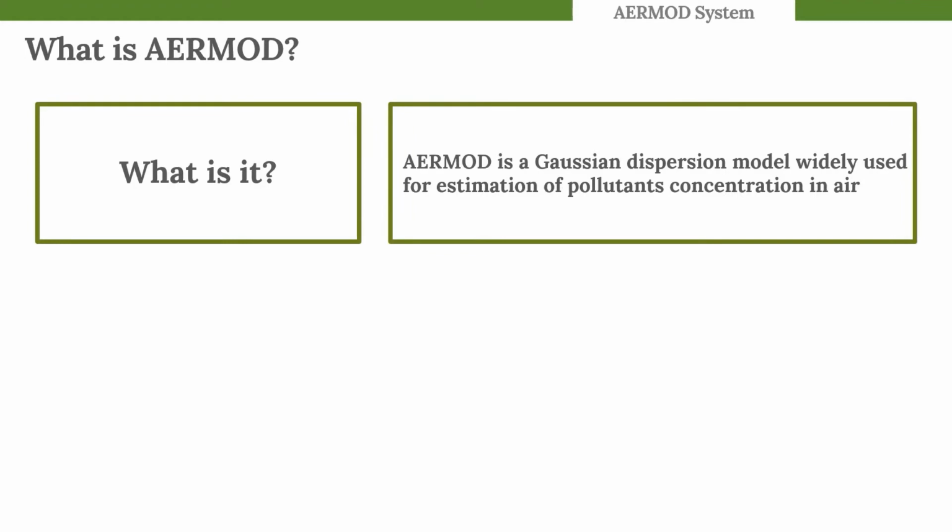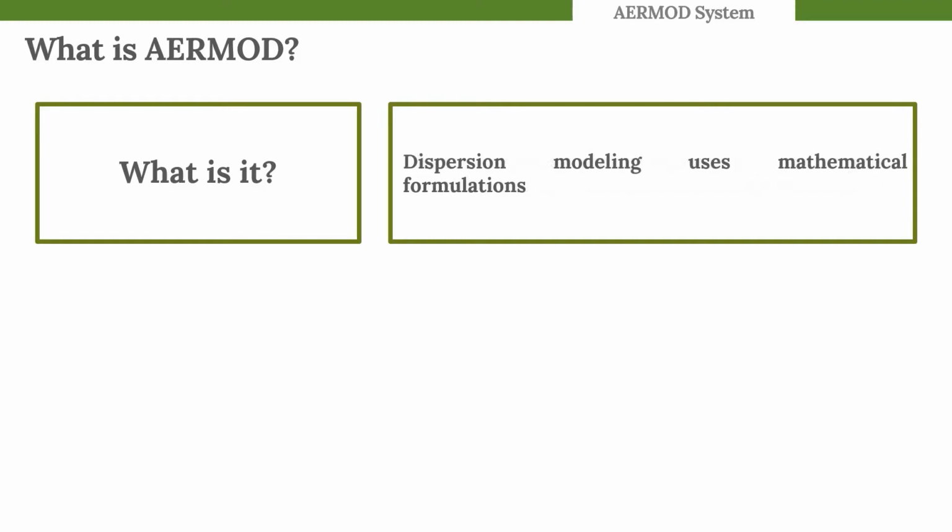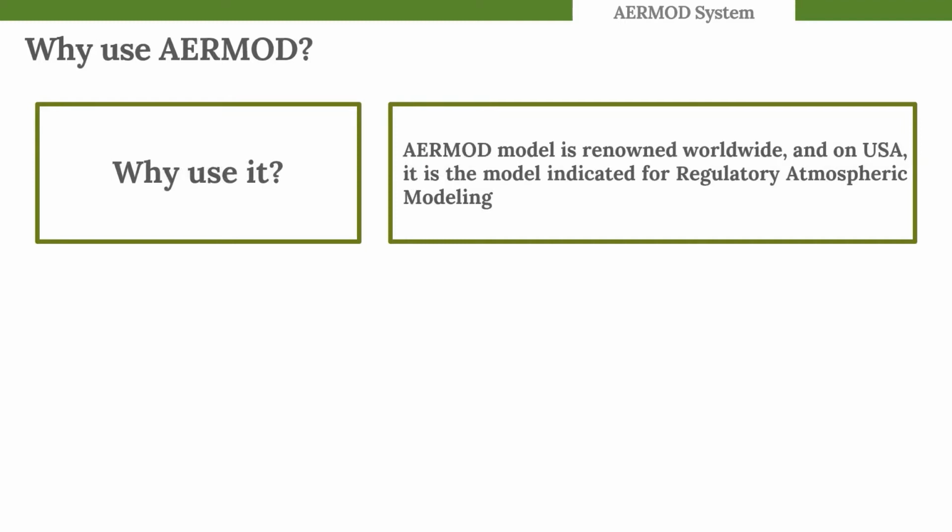In short, Aermod is a Gaussian dispersion model widely used for estimation of pollutant concentration in air. Dispersion modeling uses mathematical formulations to characterize the atmospheric processes that disperse a pollutant emitted by a source. And of course, you also want to know why to use Aermod. Well, the Aermod model is renowned worldwide, and in the USA it is the model indicated for regulatory atmospheric modeling. So these are some of the reasons that we may use it.